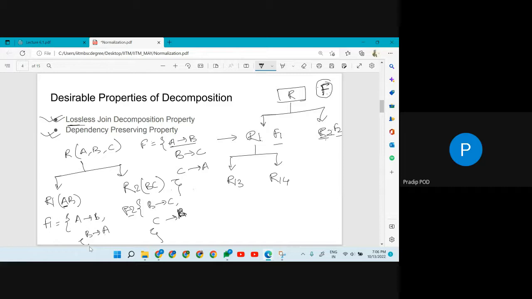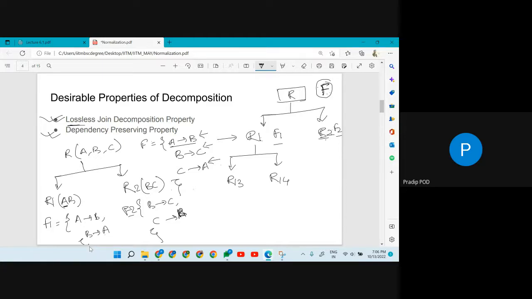So when you have this table and this table, if I want to reconstruct the original table, I should get all the functional dependencies of it. So here you can see if I try to get the original functional dependency.